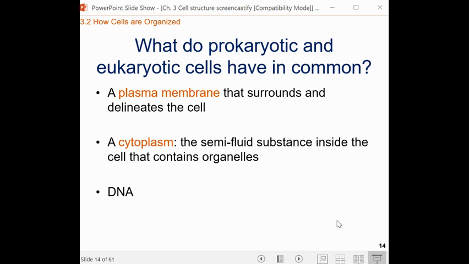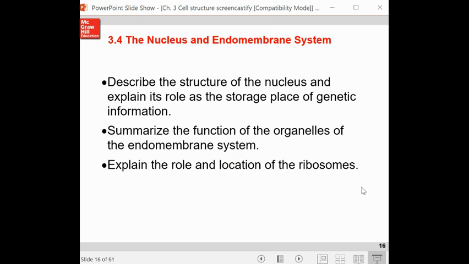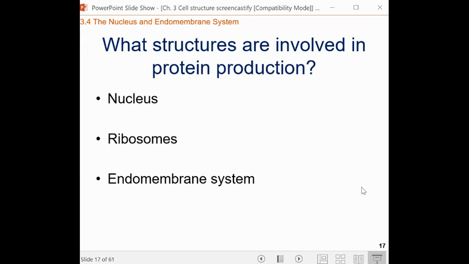We can tell you that there are some things that they all have in common, regardless of being prokaryotic or eukaryotic. They all have a plasma membrane, cytoplasm, which is that kind of goop that's inside the cells, and then DNA. But beyond that, we can start looking at the eukaryotic cell itself and notice that it has a tremendous number of individual organelles. Remember, those prokaryotic cells are probably similar in size to this mitochondrion right here. Look at the degree of structure that we have in the eukaryotic cell. If we start by just looking at the nucleus and the endomembrane system, what you'll find is that these structures are all involved in protein production.